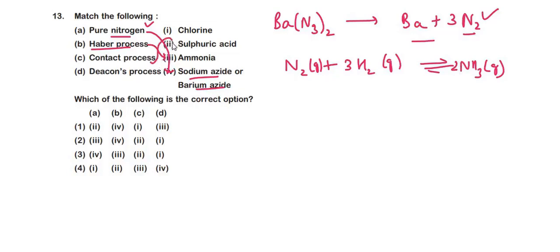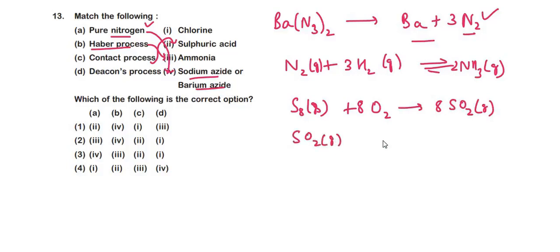Contact process is used for the preparation of sulfuric acid. So in contact process what happens? Firstly, sulfur combines with oxygen, it gives us sulfur dioxide in gaseous form. Then in the second step, this sulfur dioxide gas is converted into sulfur trioxide by the use of vanadium pentoxide catalyst. We can convert sulfur dioxide into sulfur trioxide, and this reaction is in equilibrium. 2 moles of SO2 are used and 2 moles of SO3 are produced.